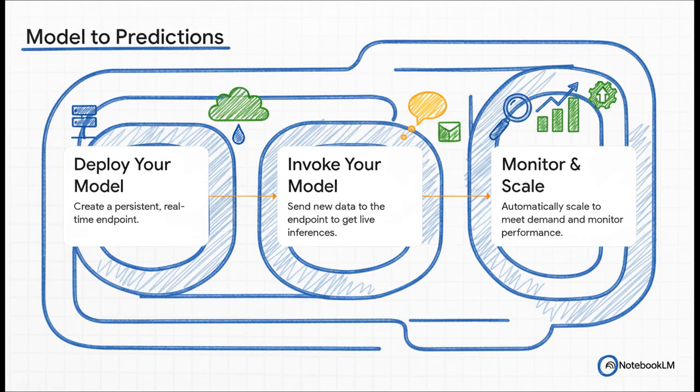In just a few clicks, you can deploy your model to what's called an endpoint, which is secure and can scale up as needed. Then your apps can just send new data to it and get predictions back in milliseconds. And as your app gets more popular, SageMaker just automatically handles all the scaling and monitoring for you.